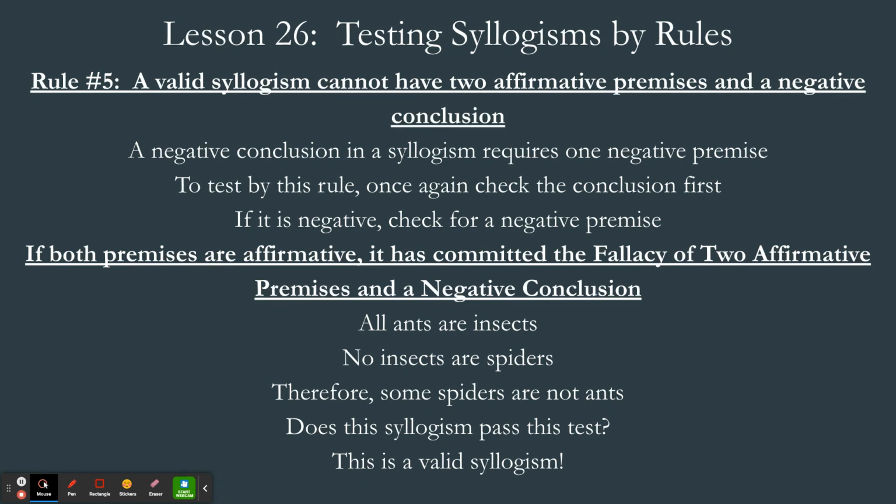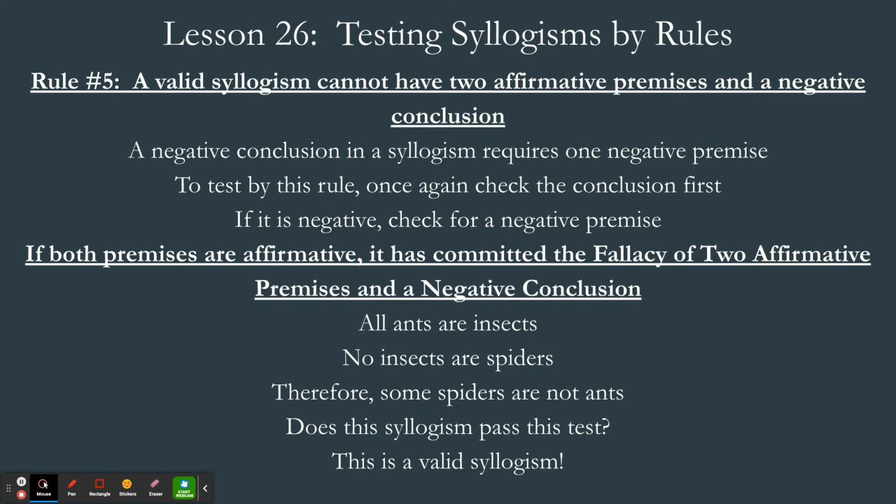Charlie, read rule number 4 for me. Valid syllogism cannot have a negative premise and affirmative conclusion. Do I have an affirmative conclusion? Some spiders are not ants. Do I have an affirmative conclusion? No. So I can't break rule number 4, so I'm good.